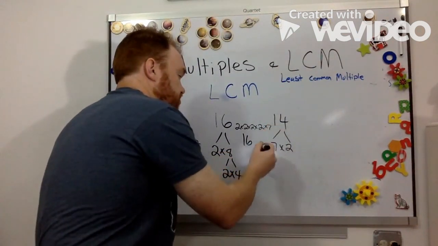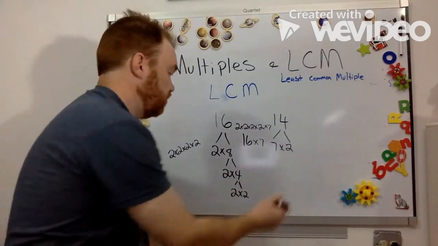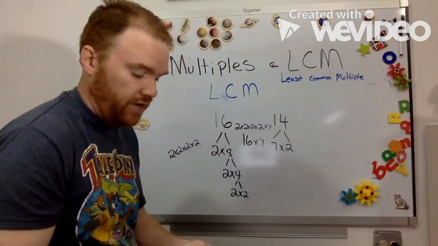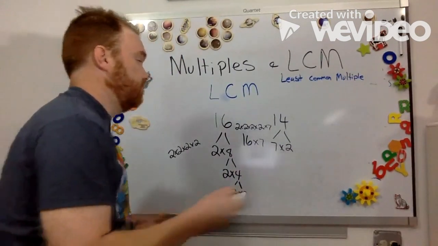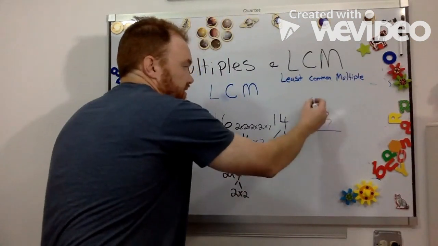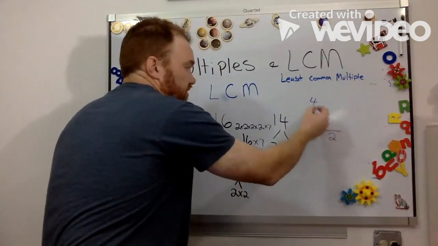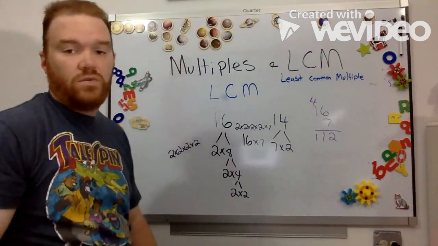So times 7. Now I have to do 16 times 7. Okay, so what is 16 times 7? Maybe I go ahead and do that on a little scratch page out here. 16 times 7: 6 times 7 is 42. 7, 8, 9, 10, 11. 112.